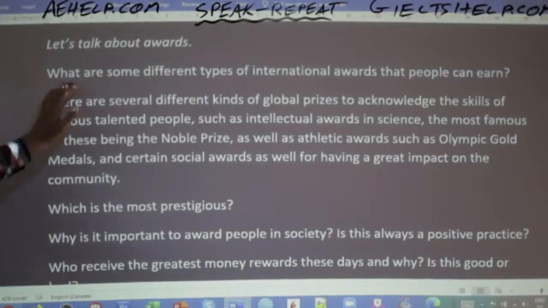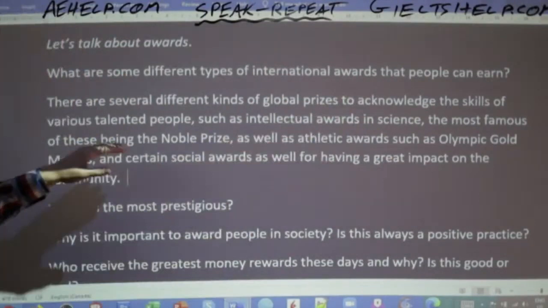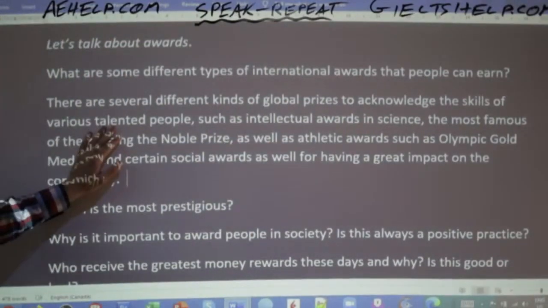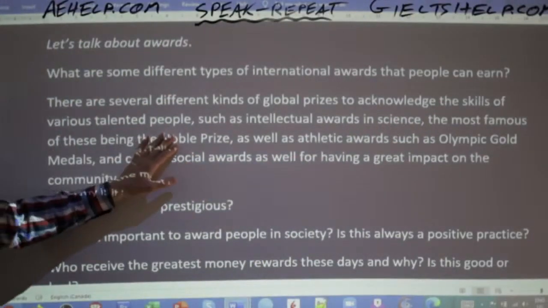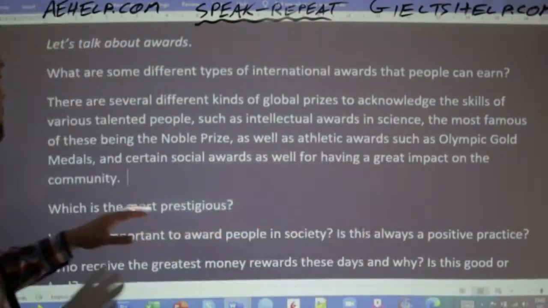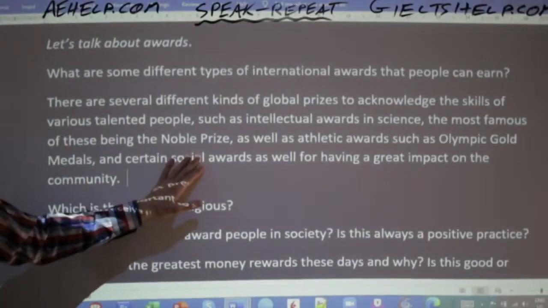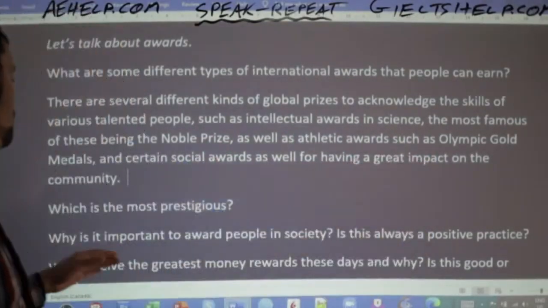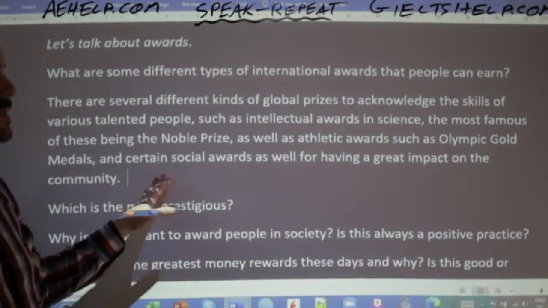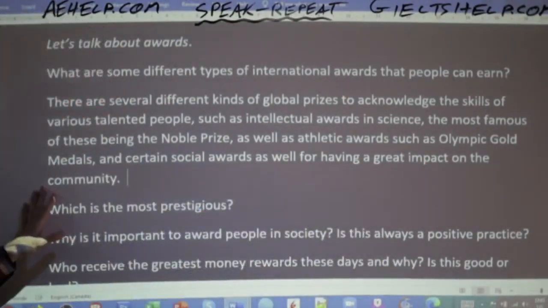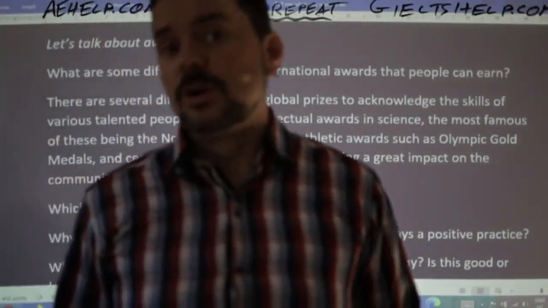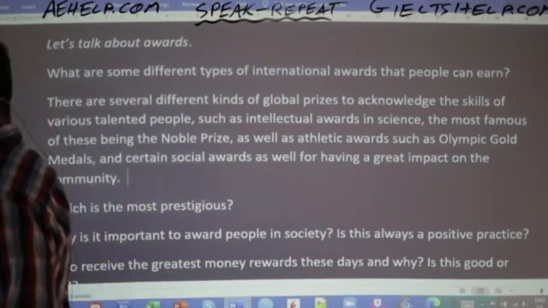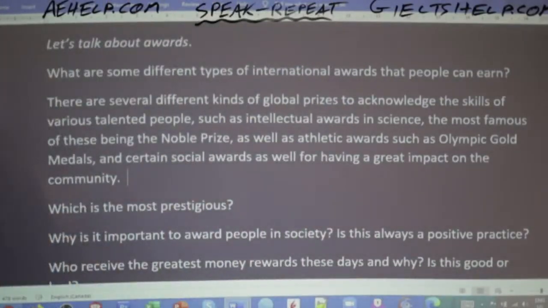What are some different types of international awards that people can earn? There are several different kinds of global prizes to acknowledge the skills of talented people, such as intellectual awards in science, the most famous of these being the Nobel Prize, as well as athletic awards such as Olympic gold medals, and certain social awards as well for having a great impact on the community. And then, of course, music awards, cinema awards as well, like the Grammys and the Academy Awards, okay? So lots of answers are possible.